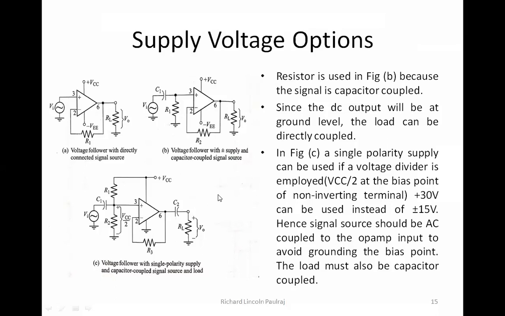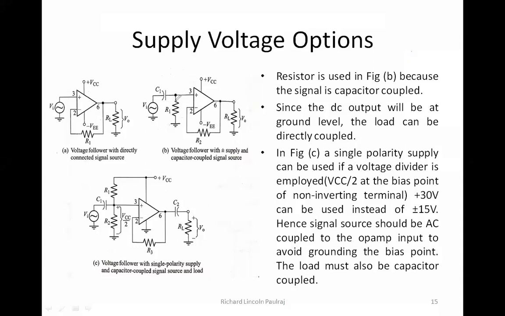Now let us see how this configuration works. Resistor is used in figure B. In figure 1, I have not used any resistor; I have directly connected. Now here, since I'm using a resistor, I have to use a coupling capacitor. The coupling capacitor is to make sure that the DCs are blocked, and it makes sure that there's proper charging and discharging of this capacitor. Whenever a resistor is there at the input side, you should make sure that you have a coupling capacitor.